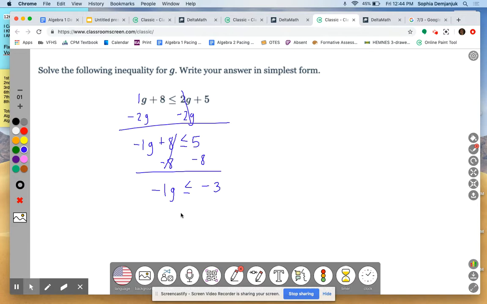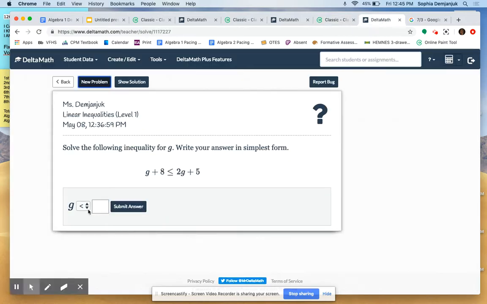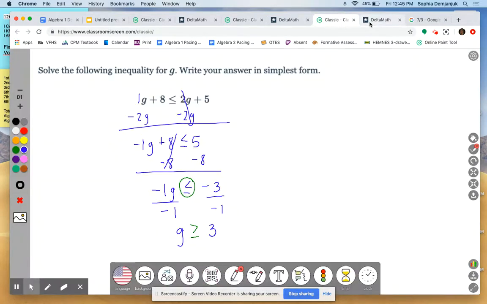My last step to get the g all by itself is to divide both sides by negative 1. But you can't forget that since we're dividing by a negative number, you have to flip this symbol around so now it's greater than or equal to. So I get g is greater than or equal to negative 3 divided by negative 1. Negative divided by negative gives me positive 3. So I'll go to Delta Math. G is greater than or equal to, and we said it was positive 3.